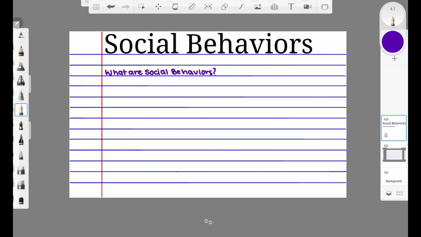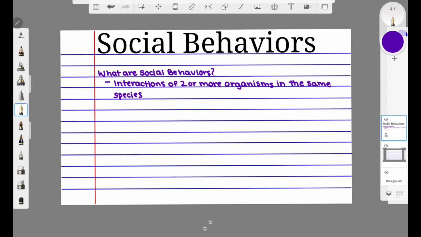So what are social behaviors? Social behaviors are interactions of two or more organisms in the same species. An example of a social behavior would be altruistic behavior, which, if you don't remember from the last video, is when one animal disadvantages themselves to benefit the entire species or to benefit a certain individual in that species. And it would also be in a highly social group.